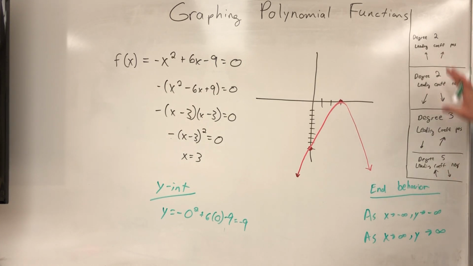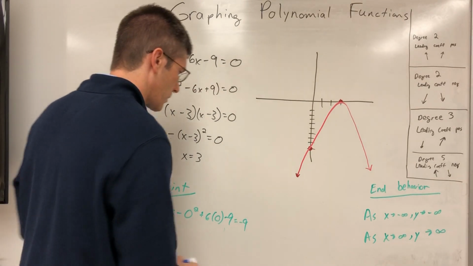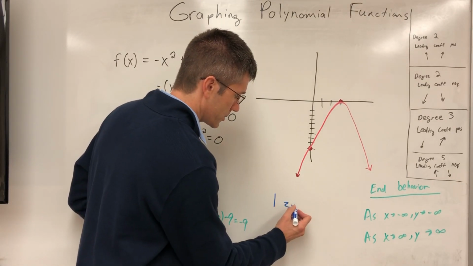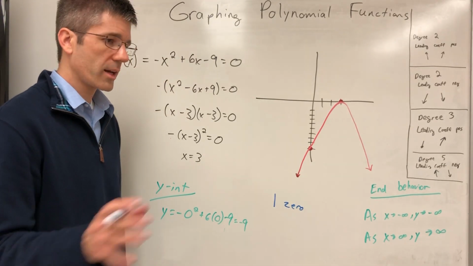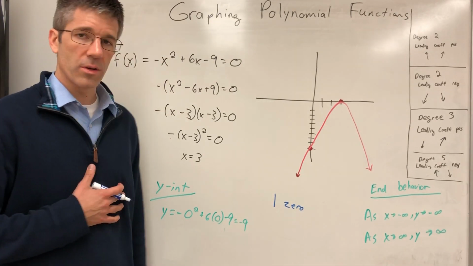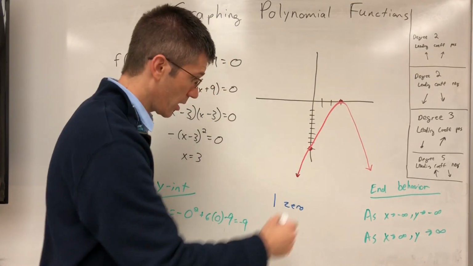I'm not going to put anything over here because I actually already have it. I already have a degree of 2 with a negative leading coefficient. Down, down. Okay, a couple things. Again, some people will call it a root, some people will call it an x-intercept. I'm calling it zeros, and I have 1 real zero. I touch once, bounce right off.